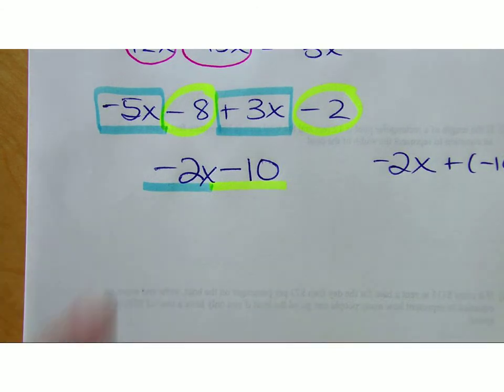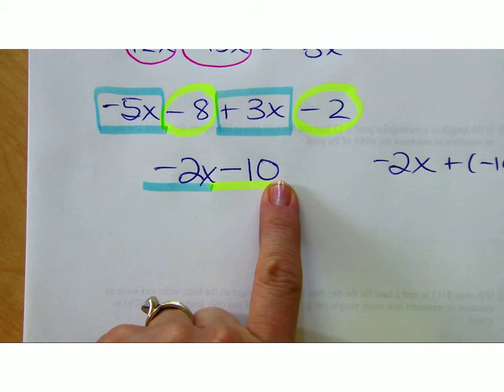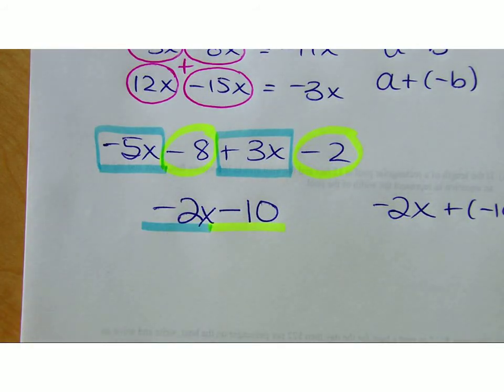Now, don't you dare make that negative 12x. Why not? Because they're not like terms. This one doesn't have an x, right? So if you couldn't add them all up here, then you can't add them here. So are you with me on combining like terms? Does this look like something you did last year? Okay, good. You did this in 6th grade too? Yes, you did this in 6th grade as well.